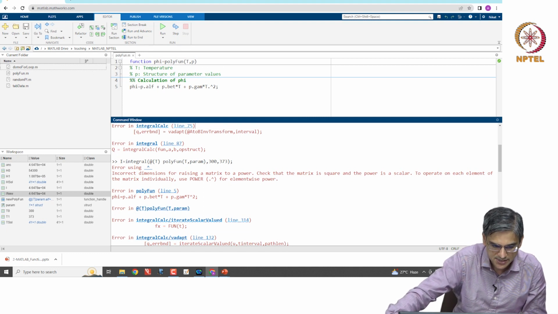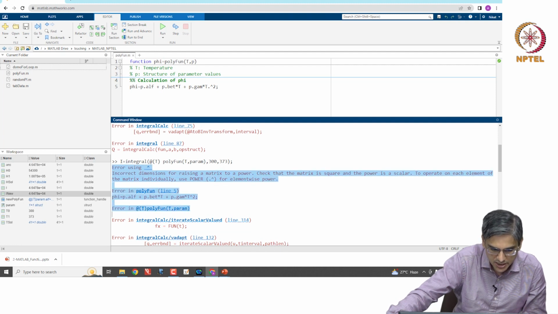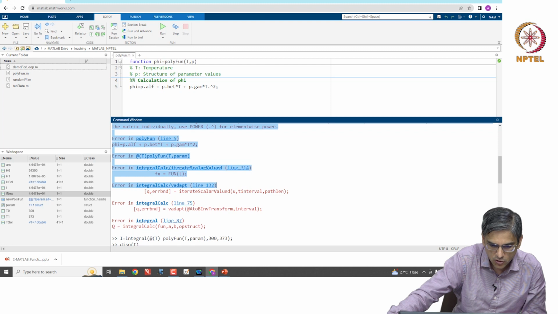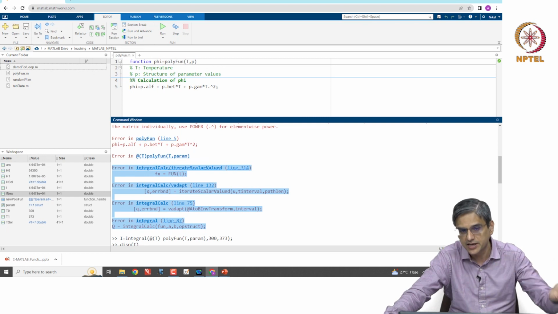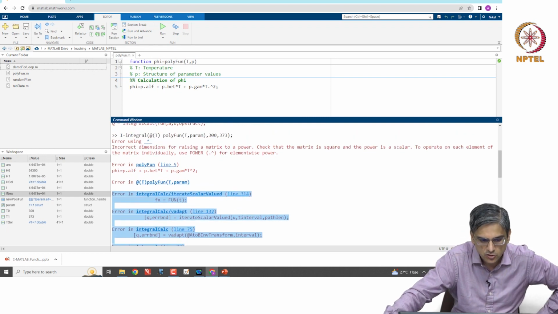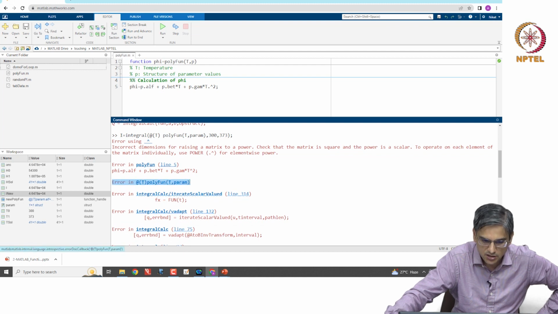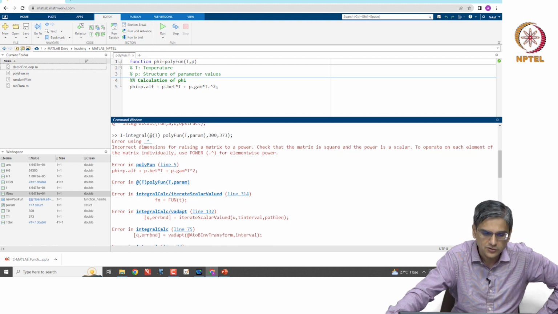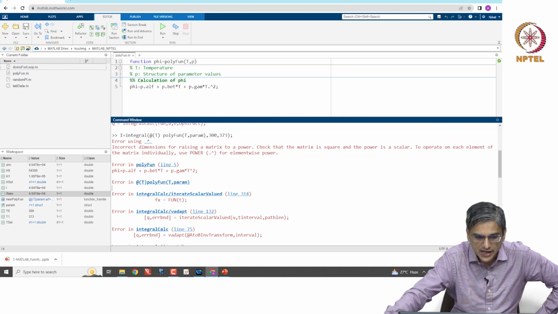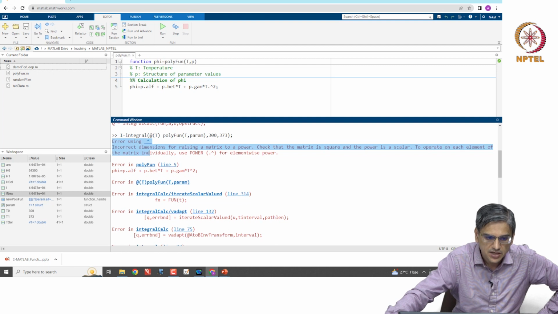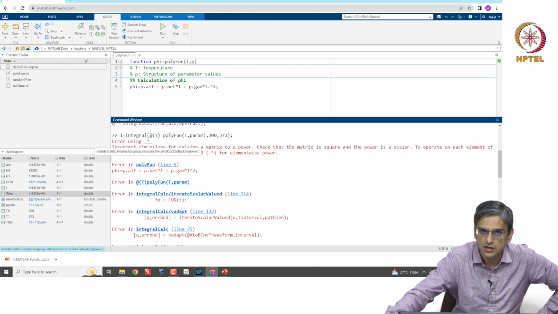Now, again you look at the trace: error in using caret, error in polyfun, error in the calling function and error in additional calling functions. Because all of these functions are inherent to MATLAB, none of these have errors. So, the error would either be in polyfun itself or in line 5 of polyfun. I know that the error is in line 5 of polyfun through this particular tracing mechanism. And it tells me that the error was in using the power function.